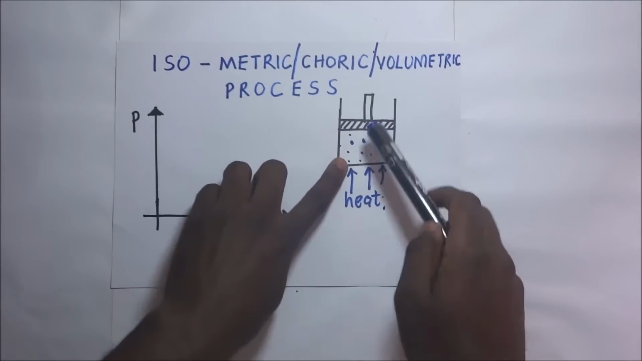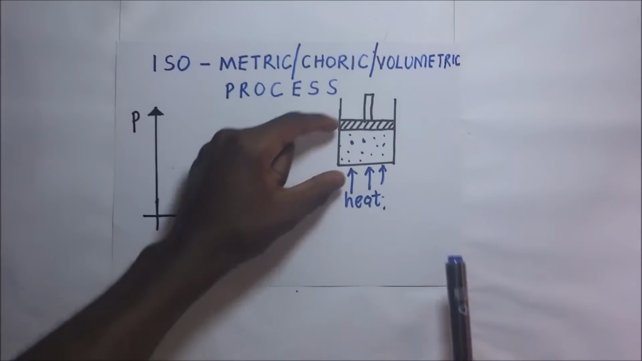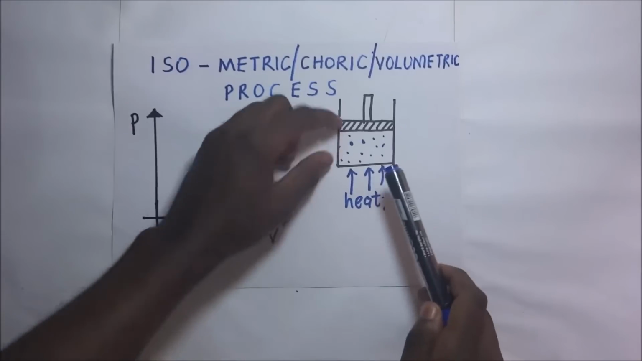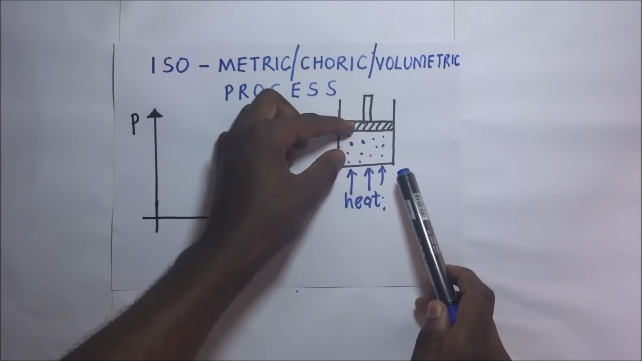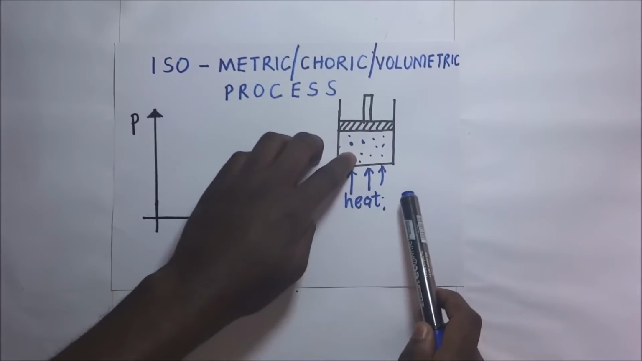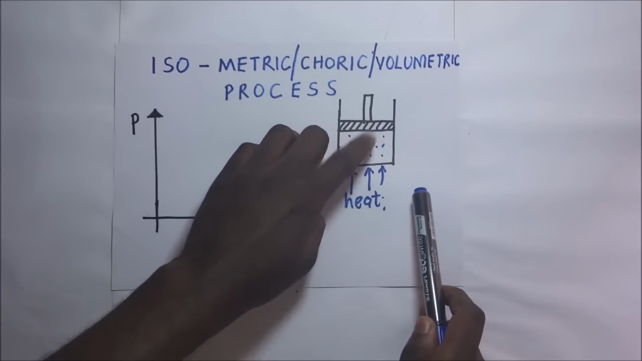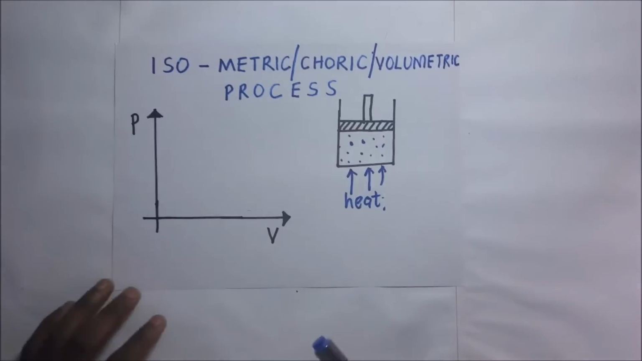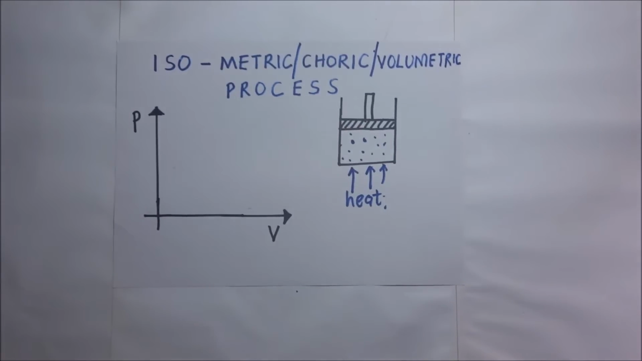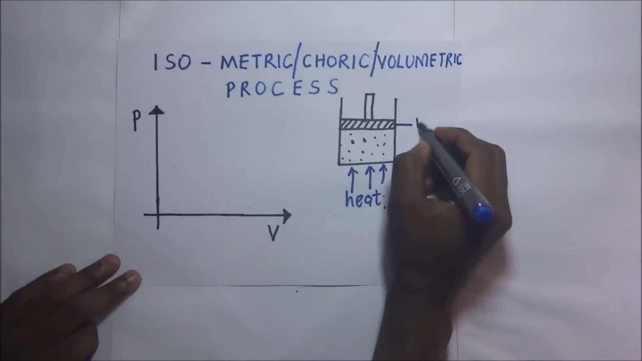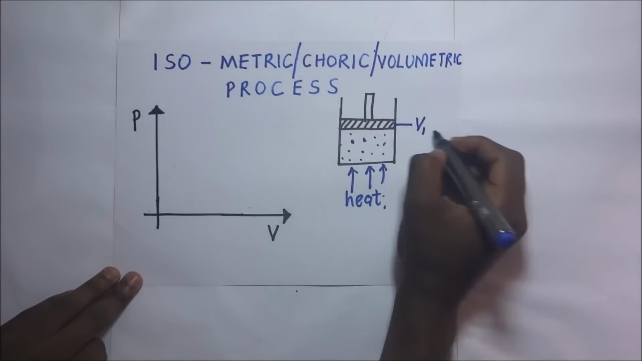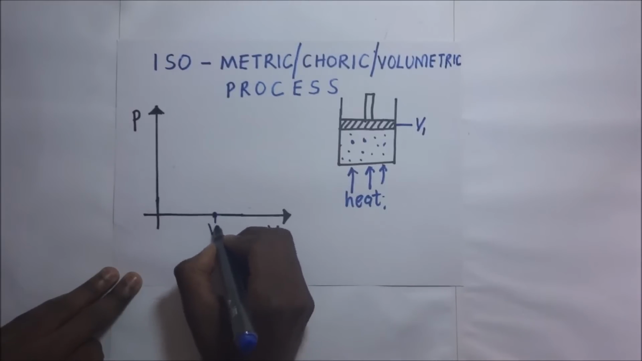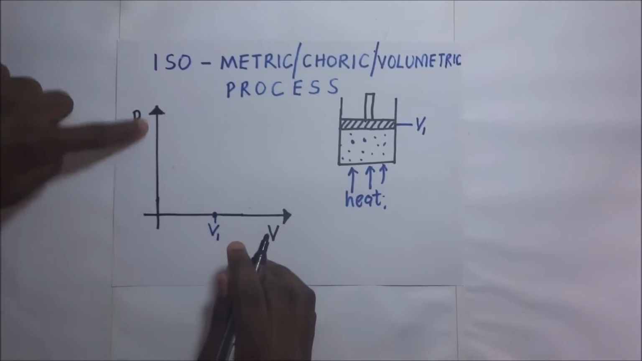But since we are dealing with a process that is happening at constant volume, it means that no volume will increase. This thing is static. So meaning that this gas, you'll heat it, its internal energy will increase, but it will not do work because it is in a static container. And so if its volume is V1, it's going to remain V1 right there. Let's call this V1. And what happens to the pressure?